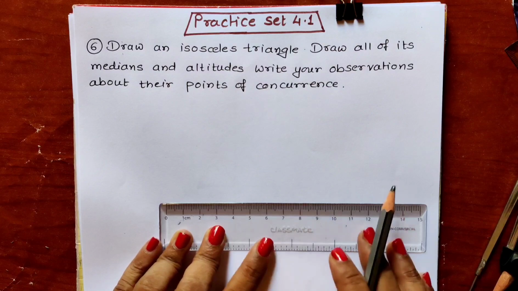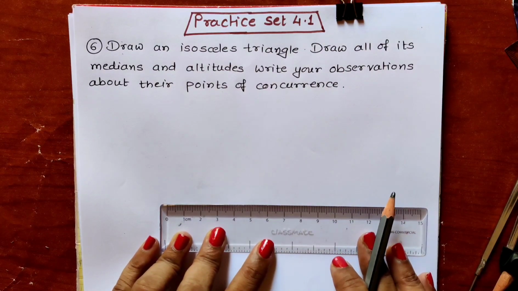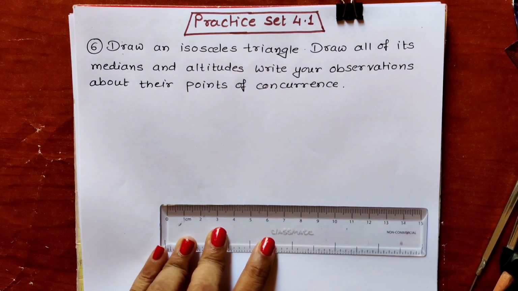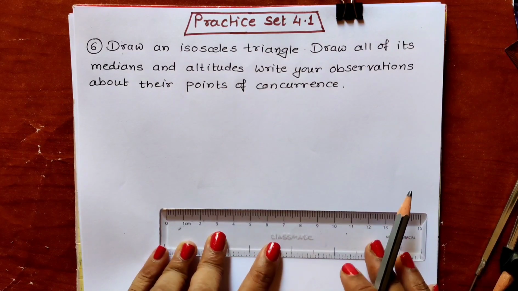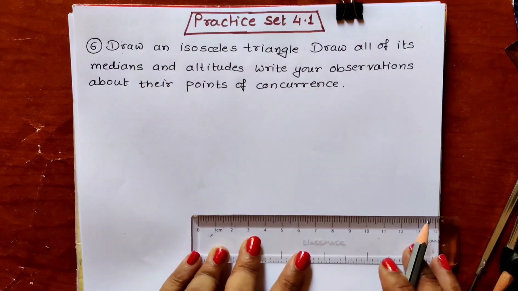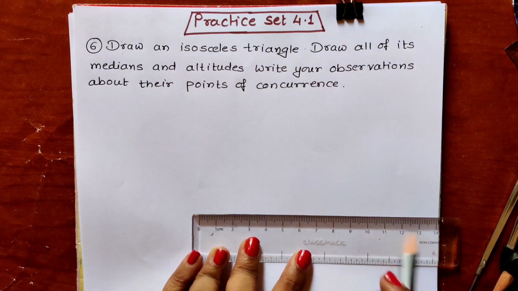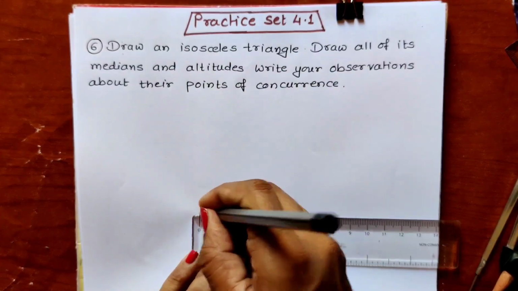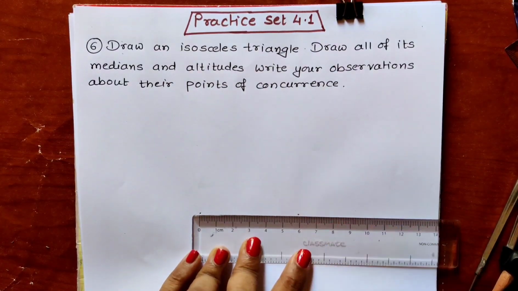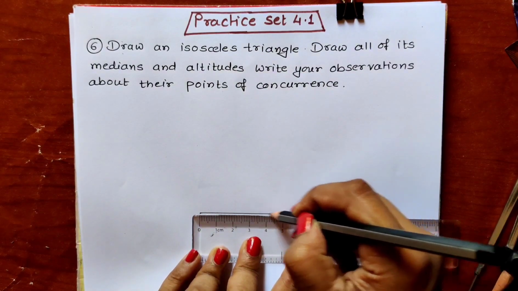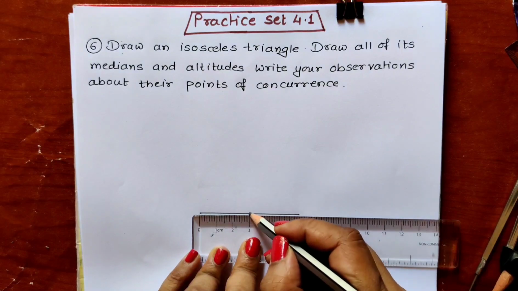Lengths are not given, so we can draw any type of isosceles triangle with its measurement. Let me take the base as maybe 6 centimeter, in this way. So the base is 6, which means its midpoint will be at 3.